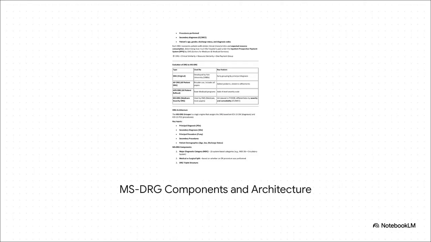Think of the grouper logic engine as a giant, highly logical funnel. It takes all these raw inputs, the principal diagnosis, secondary diagnoses, surgical procedures, and even demographics like age or discharge status. It crunches all those clinical variables to map the patient into one of 25 major diagnostic categories, usually based on the affected organ system. From there, it splits the cases into medical or surgical partitions. It's a remarkably complex, automated decision tree that boils an entire hospital stay down to one defining code for payment.